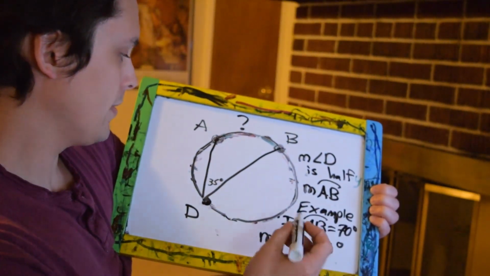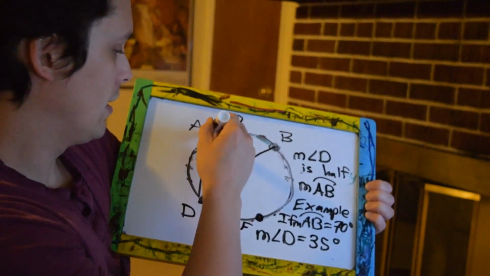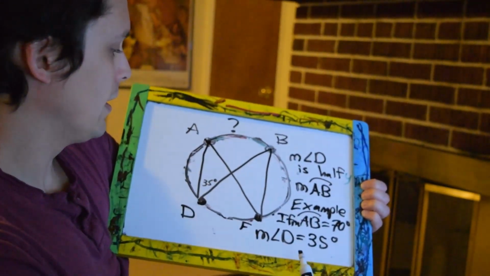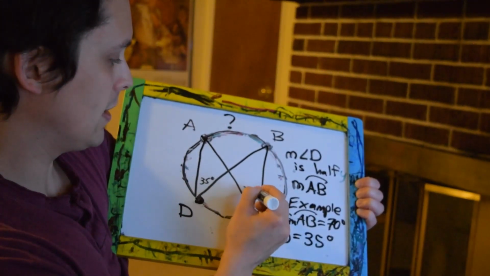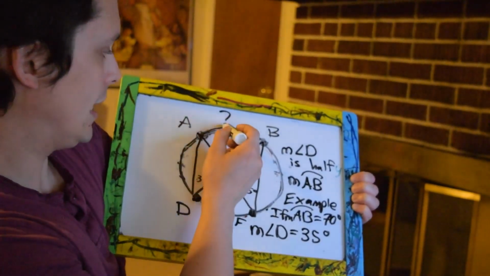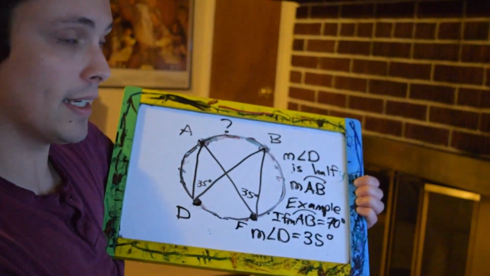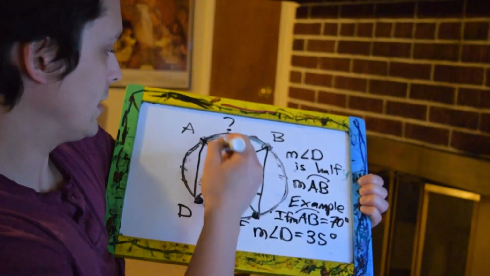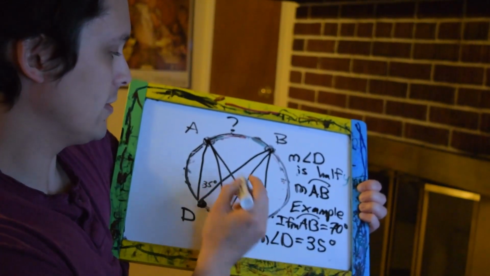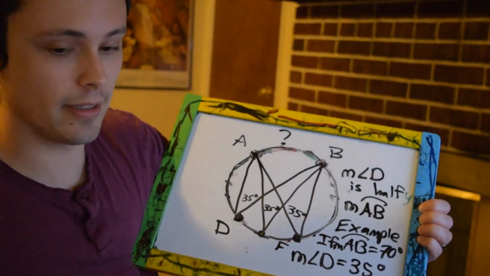Another interesting thing is if I put a point over here, called it like F, I could connect these 2 points. And if they're connected to the same 2 points, again, this would have to be 35 degrees. Because this is half of that, and this is half of that. They're half of the same thing. So I could connect it again here. And that would also have to be 35 degrees. So there's a lot of ways you can use this theorem.